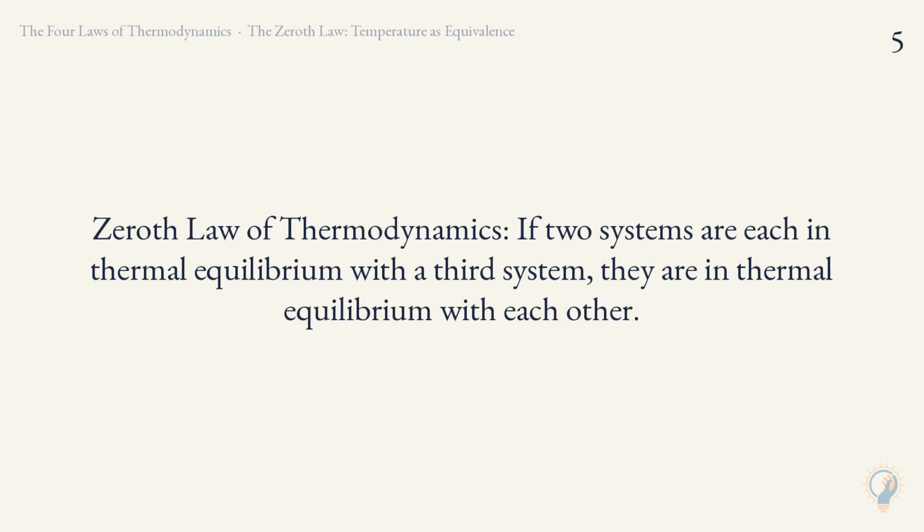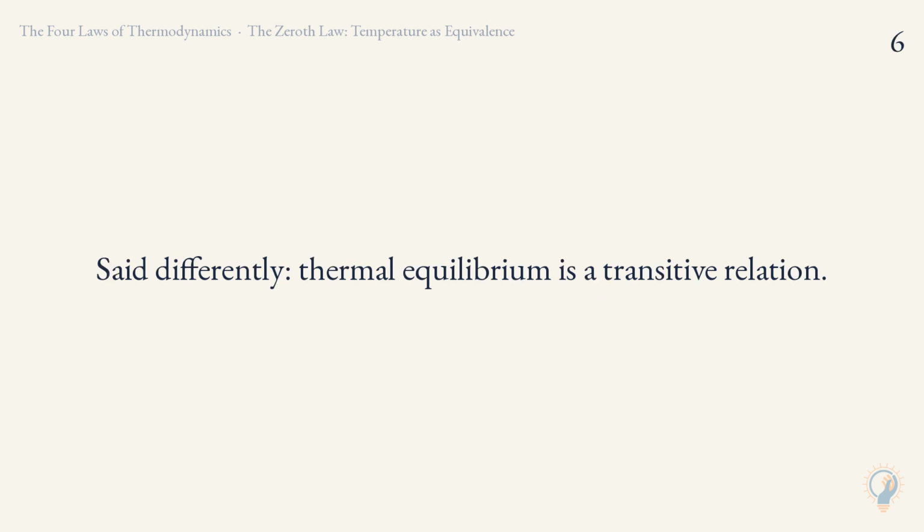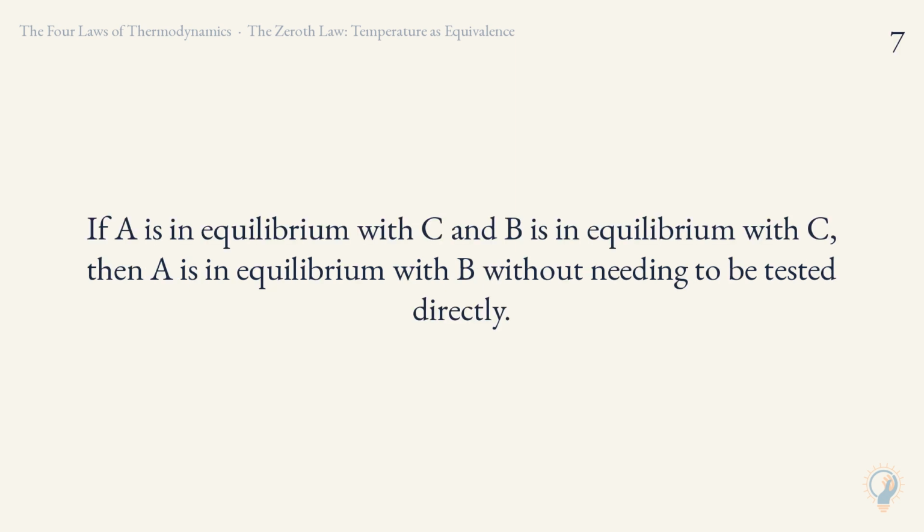Zeroth Law of thermodynamics. If two systems are each in thermal equilibrium with a third system, they are in thermal equilibrium with each other. Said differently, thermal equilibrium is a transitive relation. If A is in equilibrium with C and B is in equilibrium with C, then A is in equilibrium with B without needing to be tested directly.